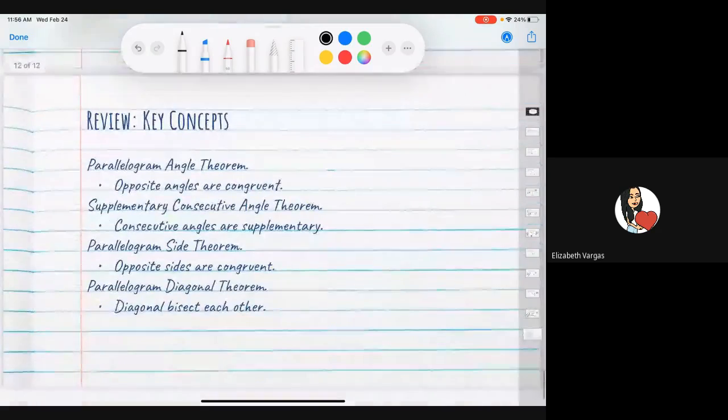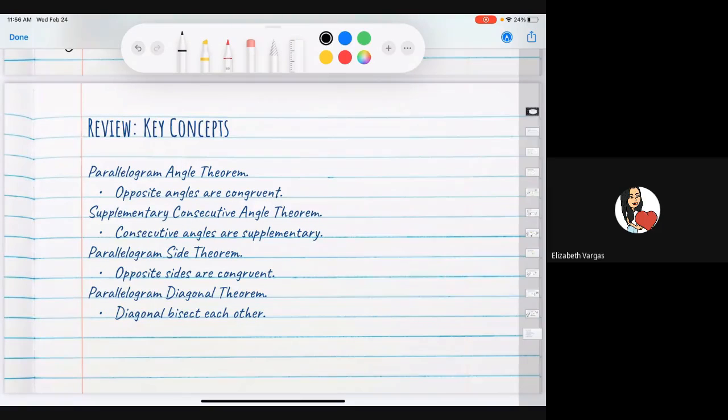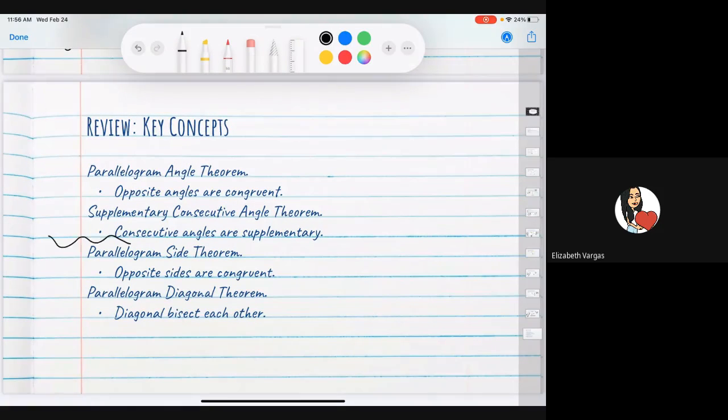Okay. So what did we go over today? Well, we went over different types of parallelogram angle theorems and side length theorems. So let me go ahead and divide these. These are the theorems that we will use to find missing angle measures, and these are the ones we will use to find missing side lengths.